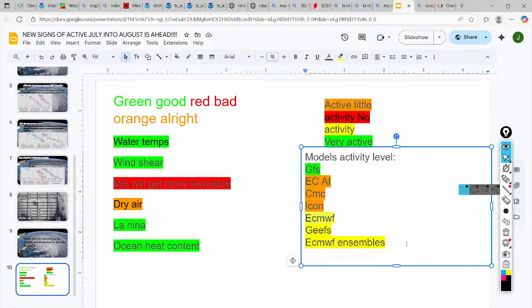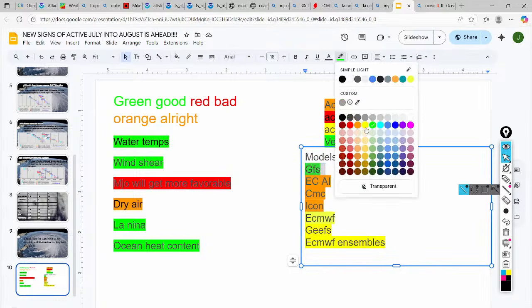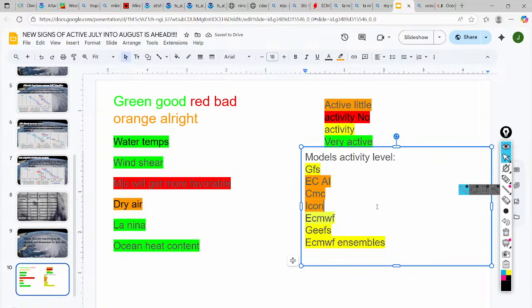This is how I'll put the models, okay? Basically, GFS, very active, and the GFS has been going back and forth. I'll put this at yellow. For most of the models, there's very little activity, and for some, a bit more activity according to the models in the longer range. And then these are the conditions we are in right now. We'll make this more into a graphic.